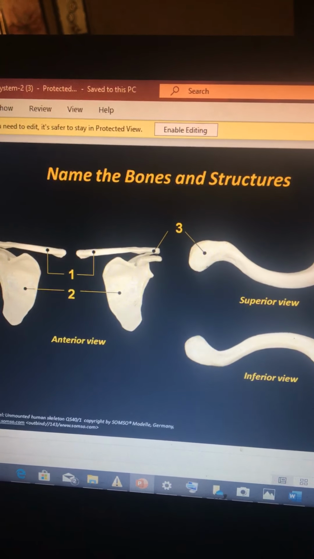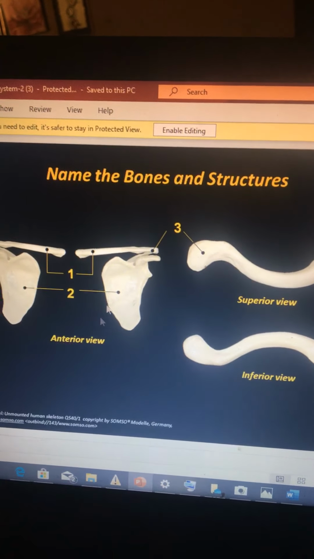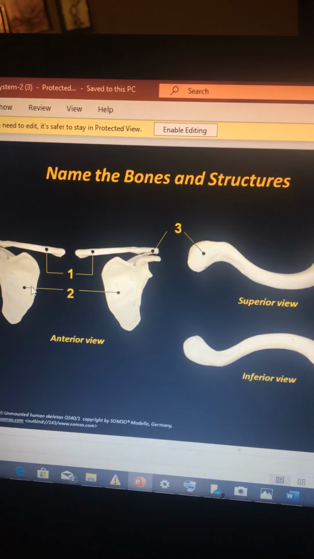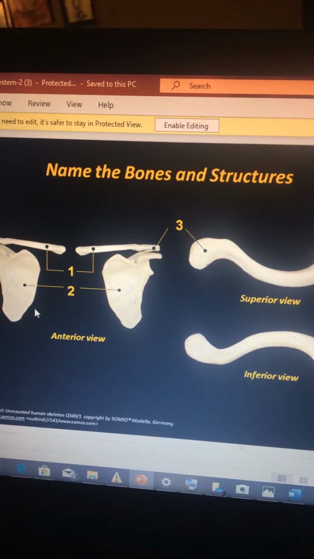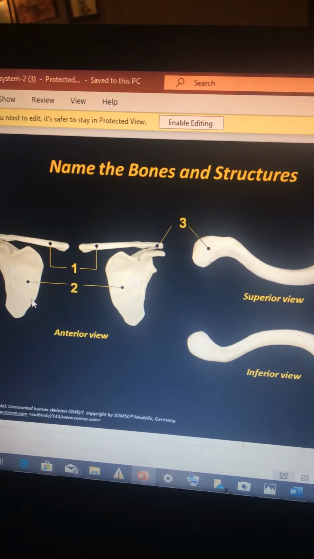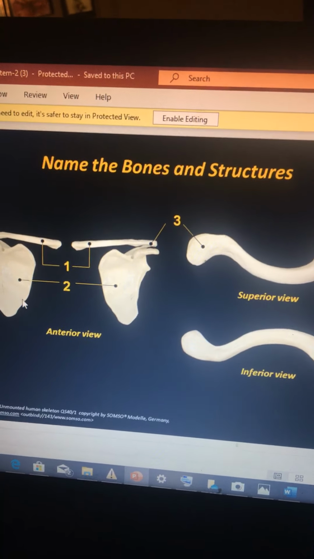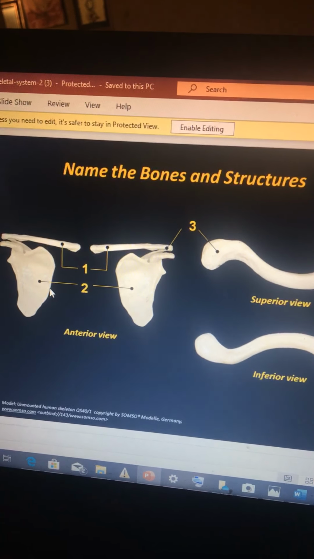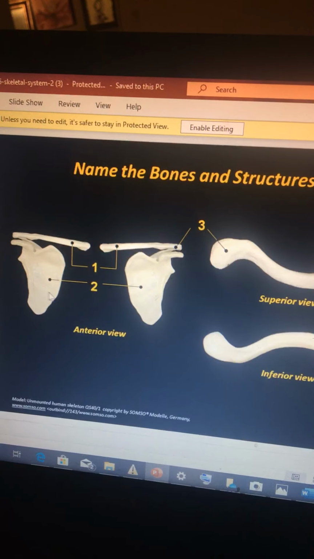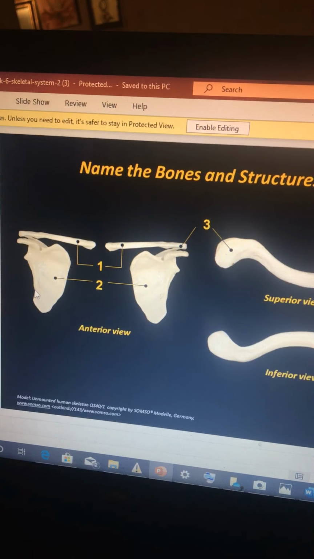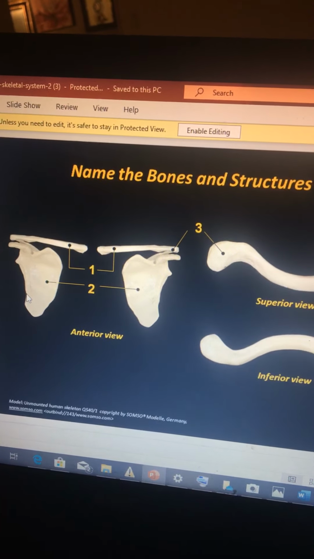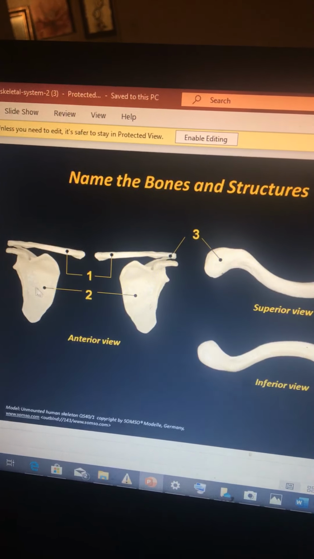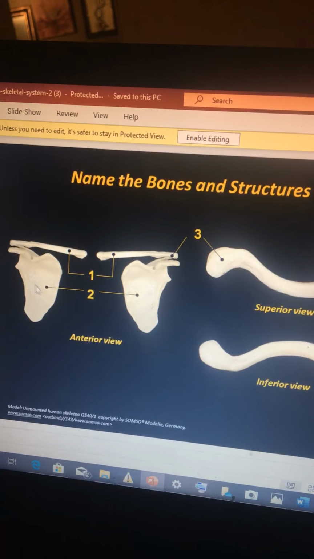Okay, so now we're going to talk about the bones. This is the scapula. Now, the first part of the scapula that we're going to talk about is the medial border. And then there is the lateral border. Then there is the scapular fossa.